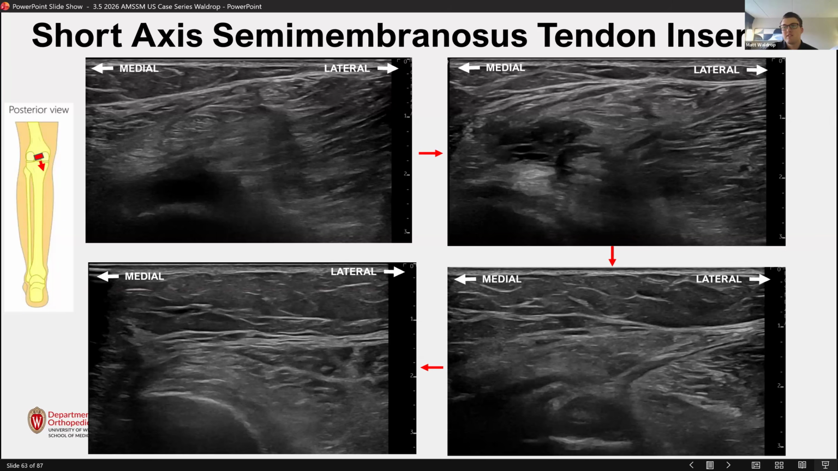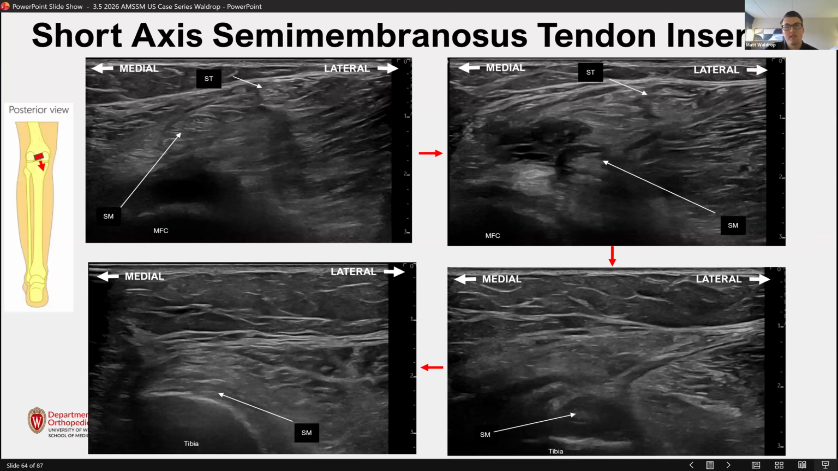This tendon typically courses slightly medially, so it can be helpful to turn your transducer a few degrees to better evaluate the tendon fibers. But you can find this semimembranosus tendon in short axis just like we saw it when we were evaluating the Baker's cyst. That's another easy home base.